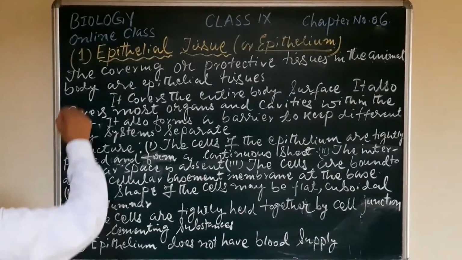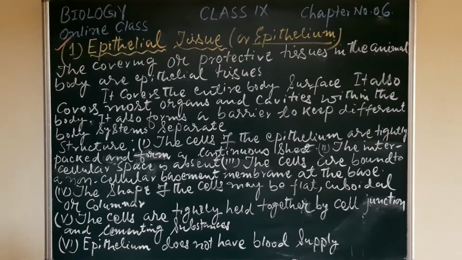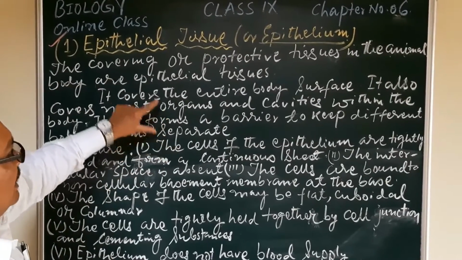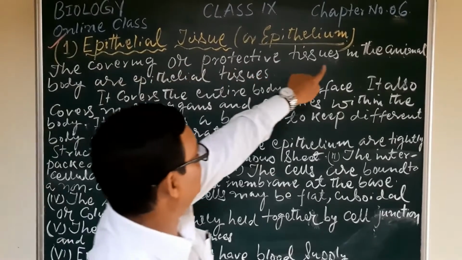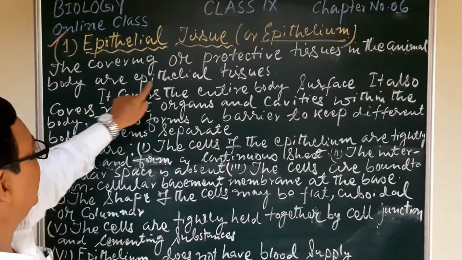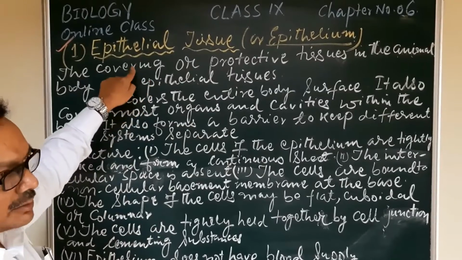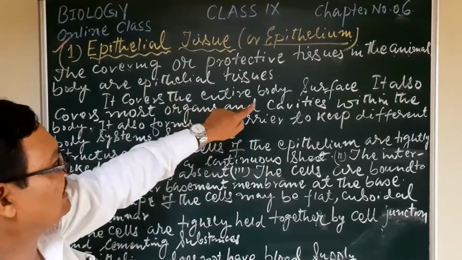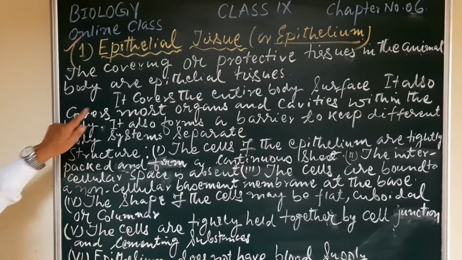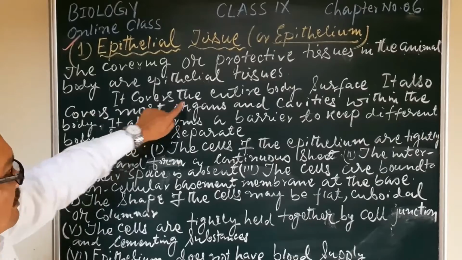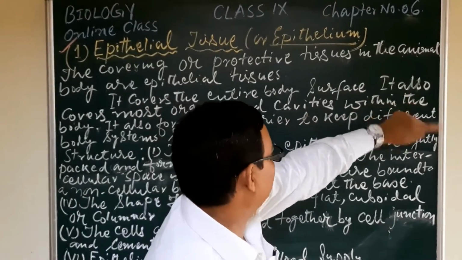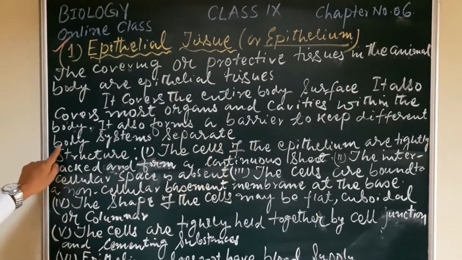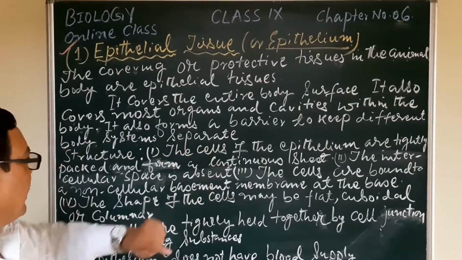Here the first one is the epithelial tissue, and some special features are here. The covering or protective tissues in the animal body are epithelial tissues, just like the epidermal tissues of the plant. It covers the entire body surface, and not only the entire body surface but also most organs and cavities within the body. It also forms a barrier to keep different body systems separate.